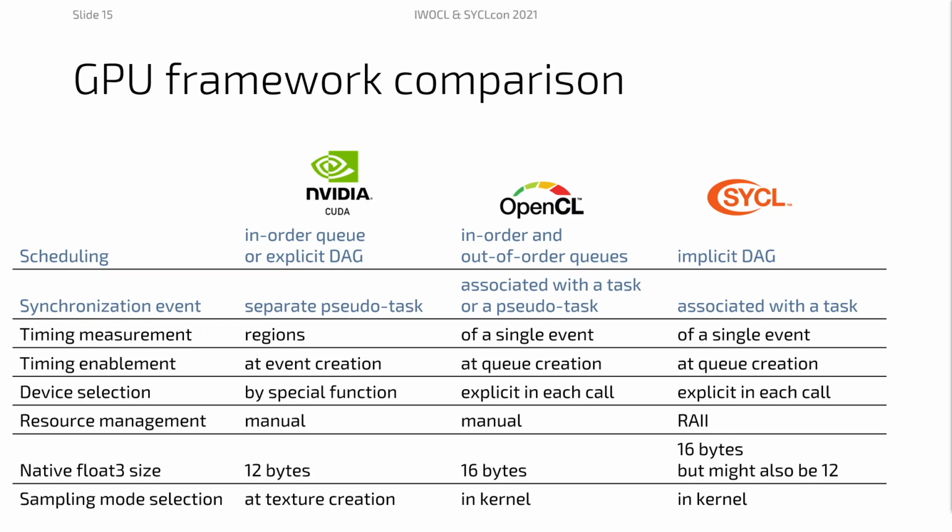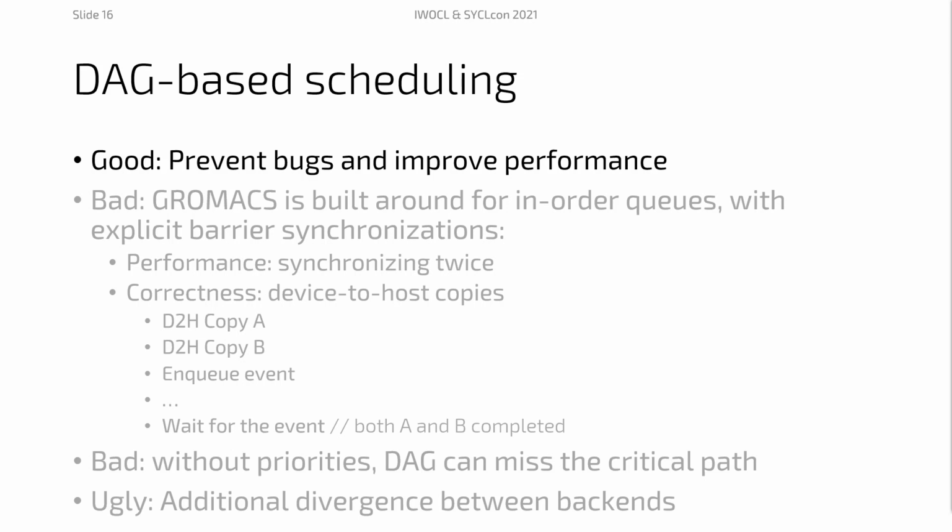SYCL, on the other hand, implicitly constructs a DAG, a directed acyclic graph, of data dependencies between different tasks, and offers a native way only to wait for a single task to complete. In theory, data dependency-based scheduling is great. The runtime can automatically run different kernels in parallel, synchronize them, etc. We avoid bugs caused by forgotten synchronization. They avoid unnecessary waiting for the previous task if the current one does not depend on it.